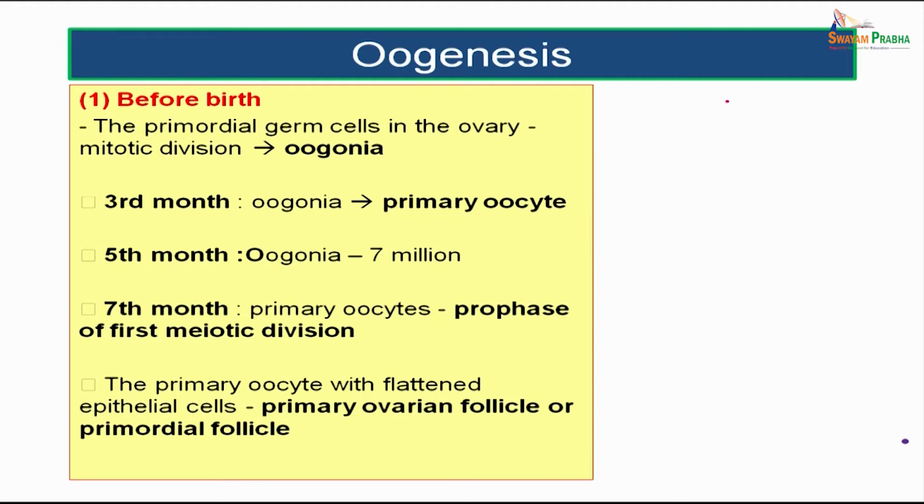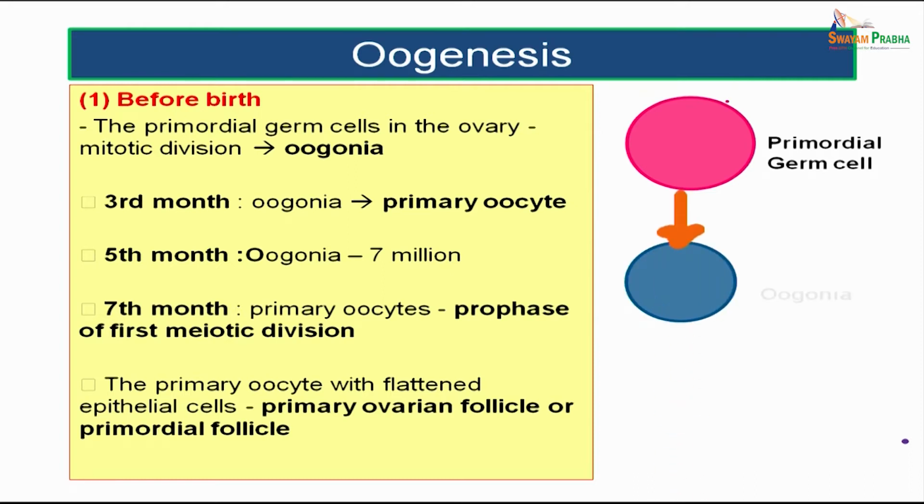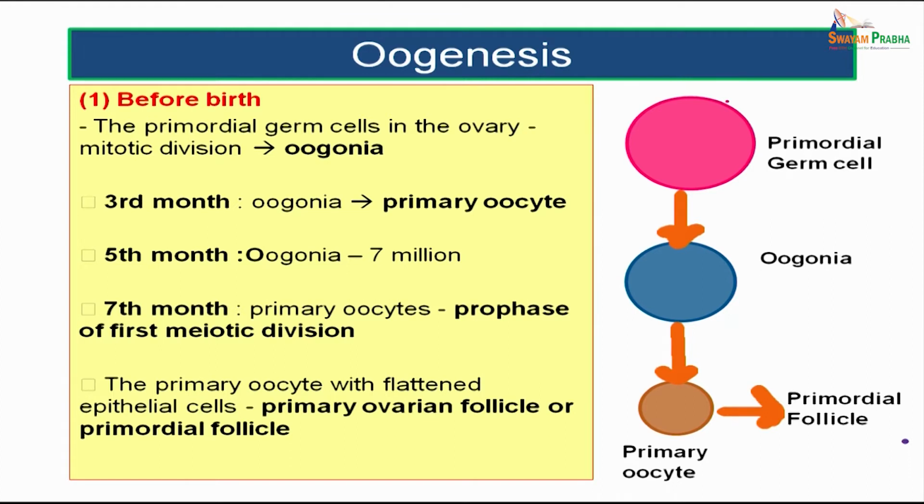Now, the primary oocyte is within the ovary. It should have a covering, and that is by the formation of flattened epithelial cells around the primary oocyte. When a primary oocyte is covered by a layer of flattened epithelial cells, you call it a primary ovarian follicle or primordial follicle. So, this is our primordial germ cell. Now, it is getting transformed into oogonia. Later, this oogonia is getting converted into a primary oocyte. When the primary oocyte is covered by epithelial cells, you call it a primordial follicle.